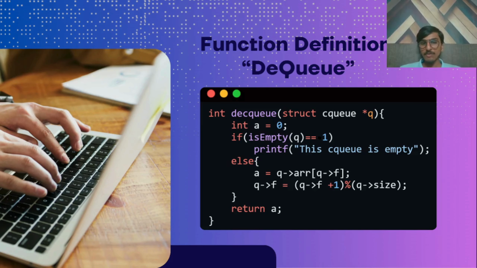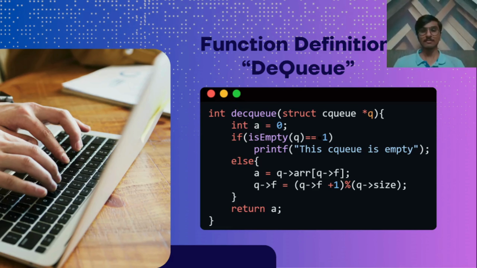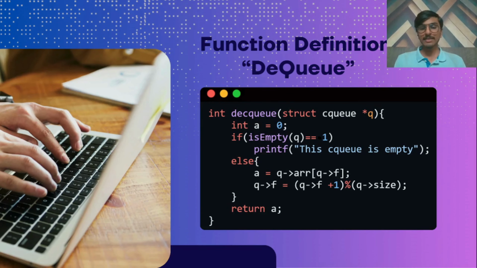Here's the same with the DQ function. In the DQ function, we will remove an element from the circular queue. Here we will create a variable A of data type int, which will be initialized to 0. Then we will check if the circular queue is empty or not. If it is empty, then we will print a message that the circular queue is empty, and if not, we will perform the operation. We will take the value of the front position in the circular queue and store it in A, and we will change the front position by 1.